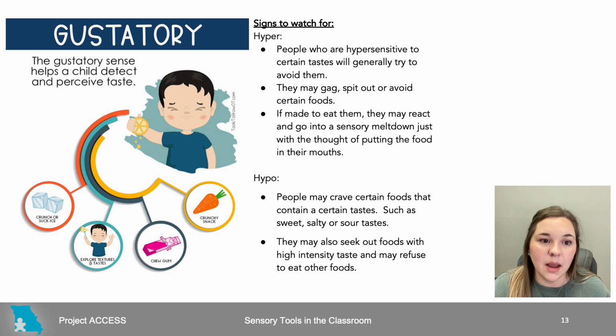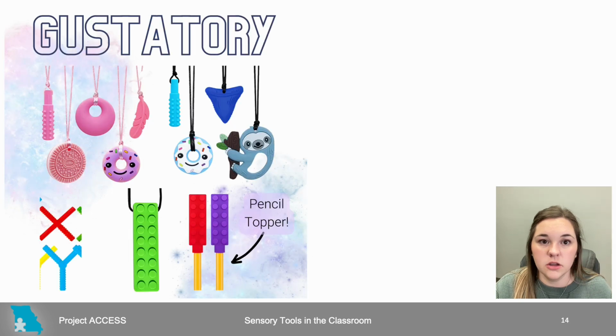So people who have hyposensitivity in this area, they may crave certain foods that contain certain tastes, such as salty, sweet, sour. They may also seek out foods with high intense taste and may refuse to eat other foods. So a lot of these students may be constantly trying to put things in their mouth and needing something to chew on. So we can give them chewies that are age appropriate for them to help them get this sensation without chewing on objects and furniture and constantly chewing on food. We can also provide things like gum or mints, Jolly Ranchers, anything like that to help those students as well.